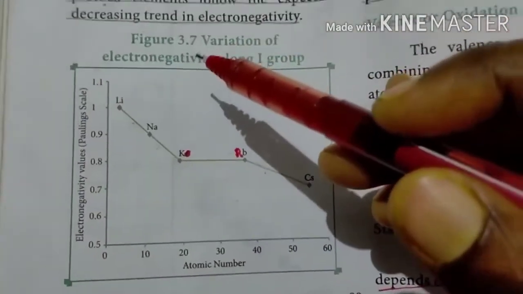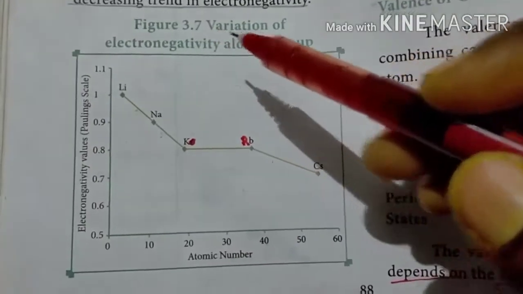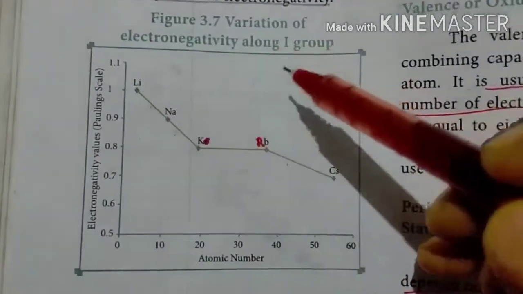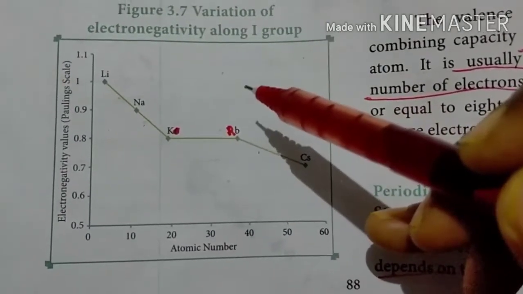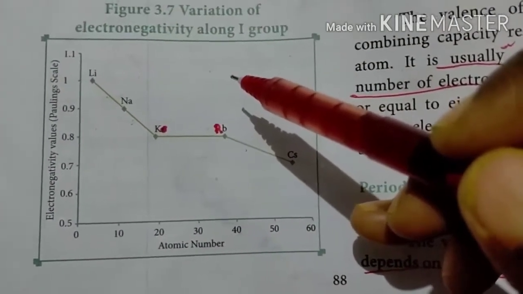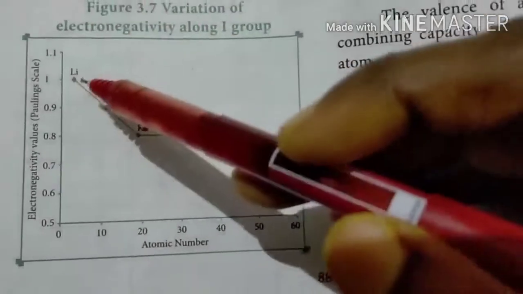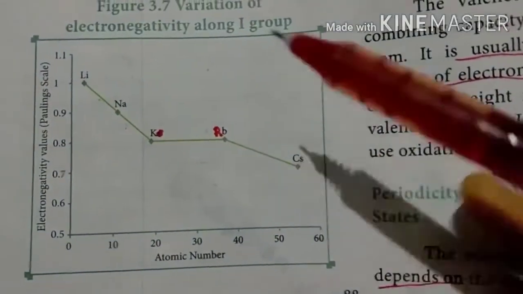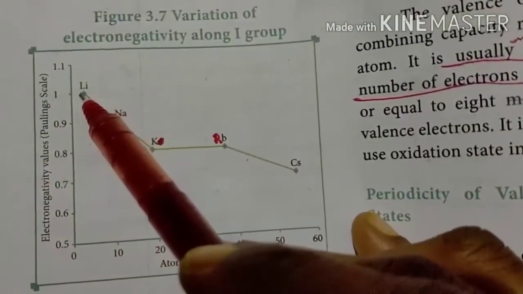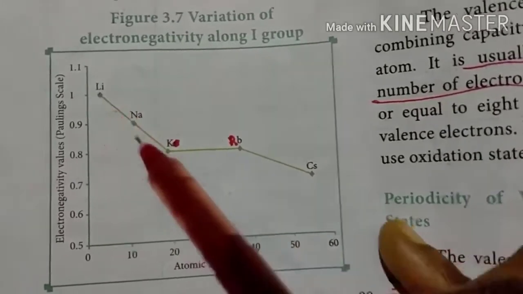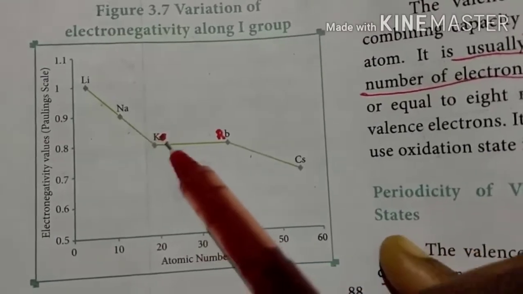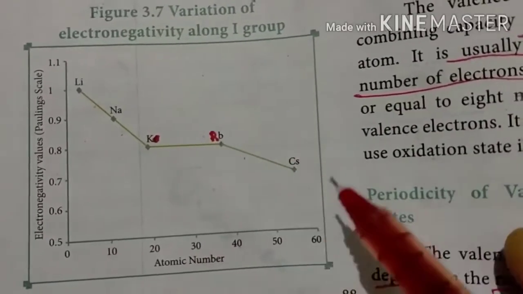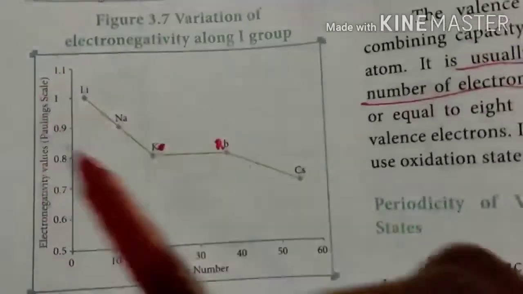Take page number 88 and look at figure 3.7. Here they explain the variation of electronegativity along the first group. What are the first group elements? The s-block elements: alkali metals, lithium, sodium, potassium, rubidium and cesium. Lithium's atomic size is smaller than sodium, and potassium is greater than sodium. Rubidium is greater, and cesium is greater than these four.